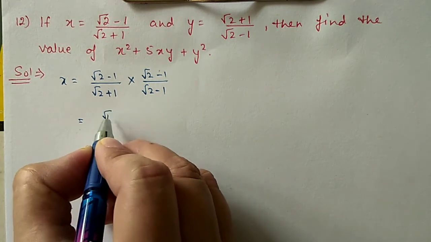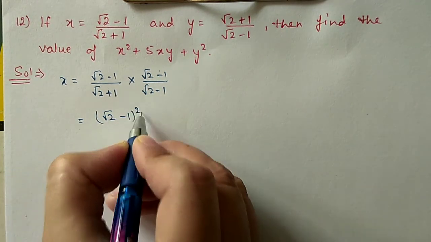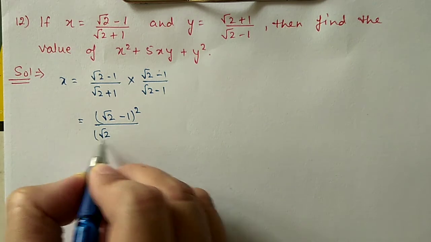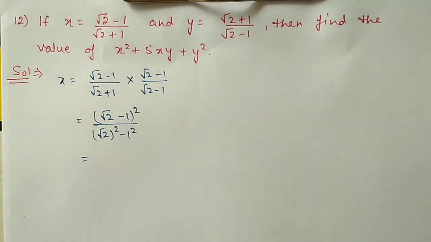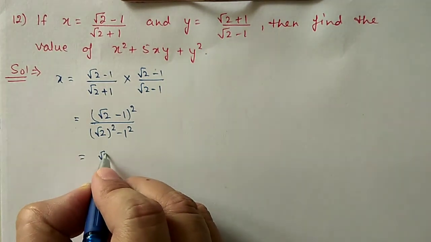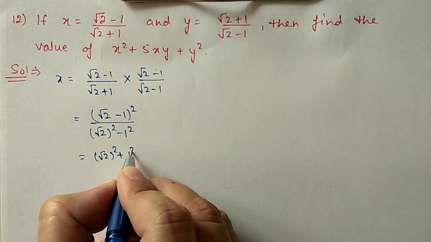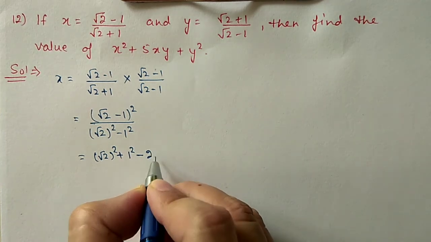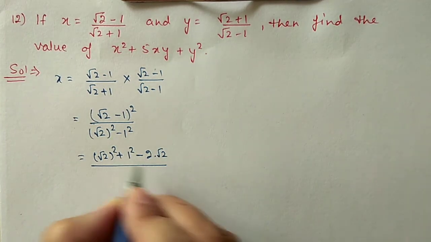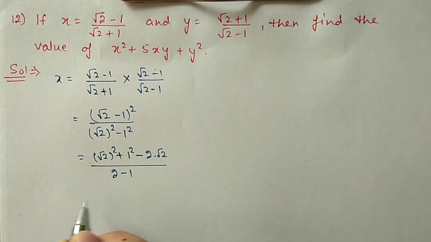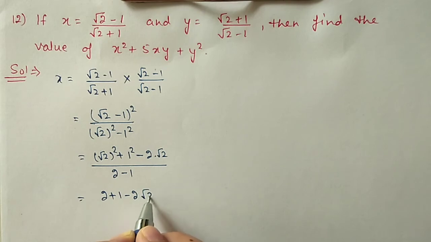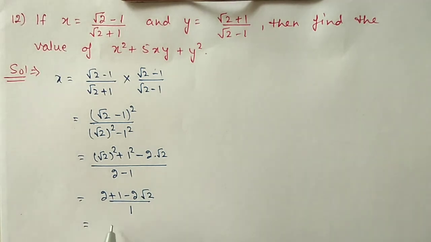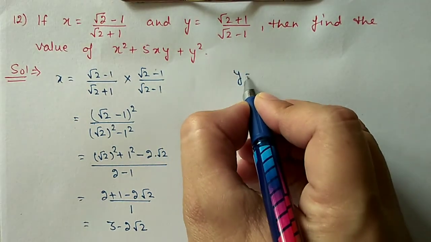Then it will become root 2 minus 1 whole square divided by root 2 square minus 1 square. Here we can use a minus b whole square formula. A square plus b square minus 2ab, and denominator we will get 2 minus 1. So this will be 2 plus 1 minus 2 root 2 divided by 1, which is equal to 3 minus 2 root 2.